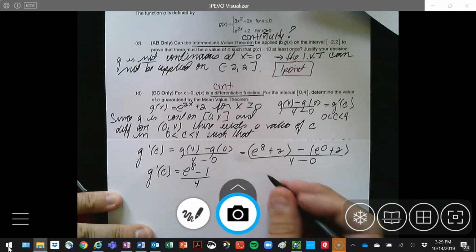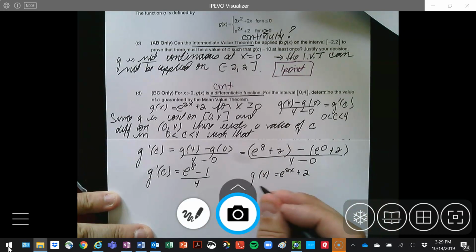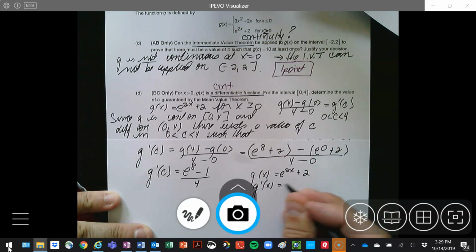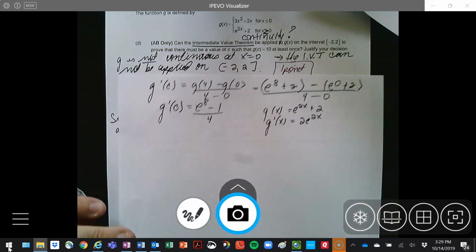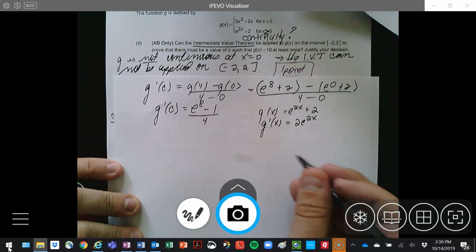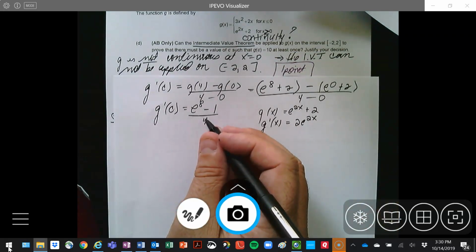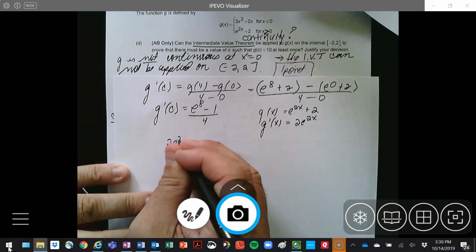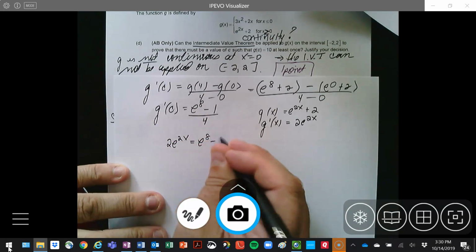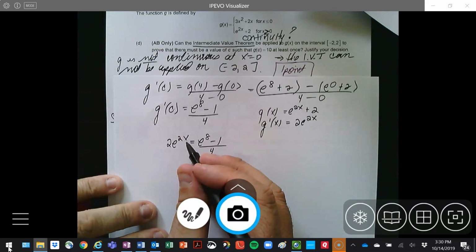So g of x, well, what's g of x? We said g of x is e to the 2x plus 2. G prime of x is 2e to the 2x. I'm looking for the value of c that's going to make the derivative have a value of e to the 8th minus 1 all over 4. So I need 2e to the 2x to be equal to e to the 8th minus 1 over 4. And I'm going to solve this equation for x.